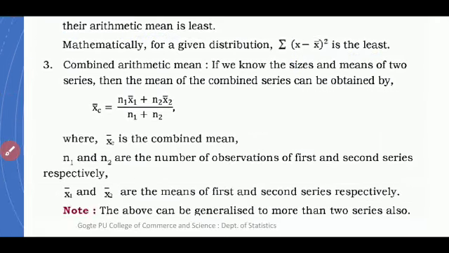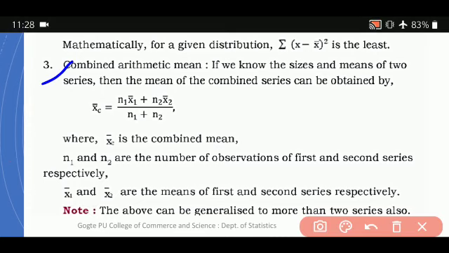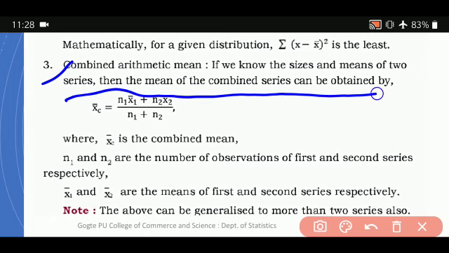And third, the third property is that you can use the formula for the combined arithmetic mean. If we know the sizes and the means of two series, then the mean of the combined series can be obtained. X bar C is equal to n1 x1 bar plus n2 x2 bar divided by n1 plus n2, where xc bar is the combined mean, n1 and n2 are the number of observations of the first and second series respectively, and x1 bar and x2 bar are the means of the first and second series respectively.